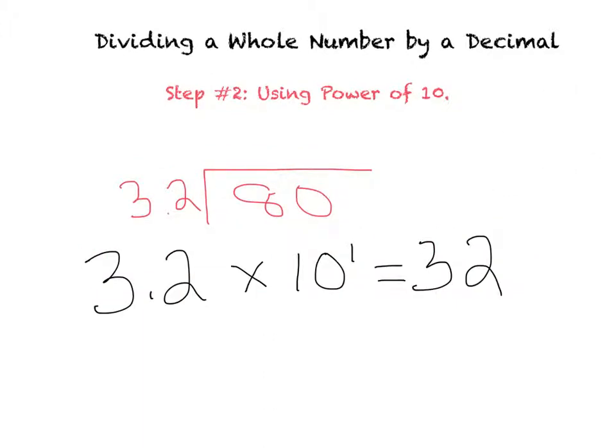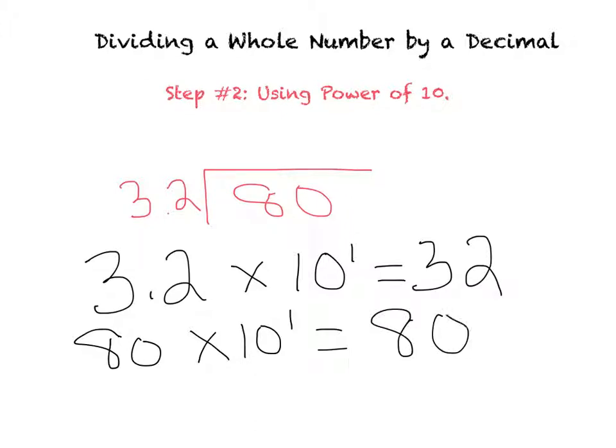Now I have to do the same thing, and I have to multiply 80 by 10 to the first power. So let's do that. 80 times 10 to the first power, and that's basically the same thing as saying 80 times 10. 80 times 10 is 800. So step number 2 is using the powers of 10 to multiply your divisor and your dividend. Multiply both numbers by 10 to the first power, or by just 10, because it's the same thing, and then come up with your answers, 32 and 800.